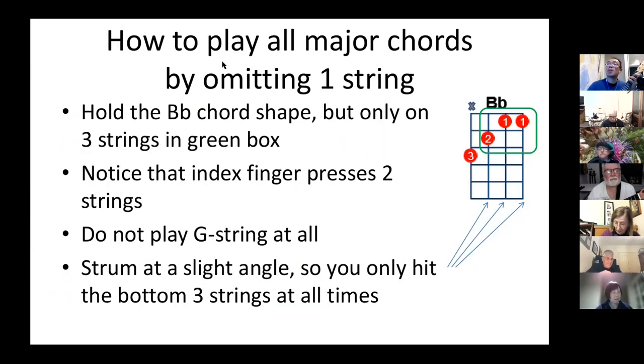Now, here's another way. Instead of muting, you omit an entire string. So let's say you hold a B flat chord shape like that, but only the 3 strings in the green box. Take note that the index finger presses 2 strings. Do not play the G string at all. And how do you do that? You strum at a slight angle. So when you strum, you don't hit the G string. So that's how you omit it. You strum at a slight angle.